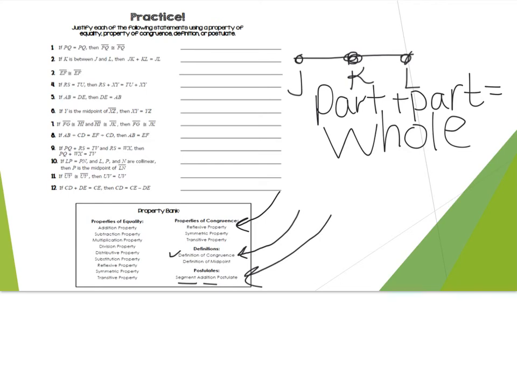The last one we're going to do together is number 4. Take a look at number 4. If RS is equal to TU, so they're giving me that, RS is equal to TU. So what happened here? Oh, I see. They added XY to each side. You know what postulate that is? You got it. It is the addition property of equality. There you go.